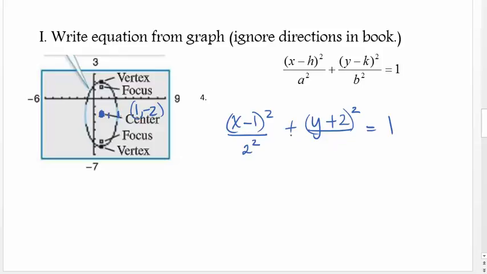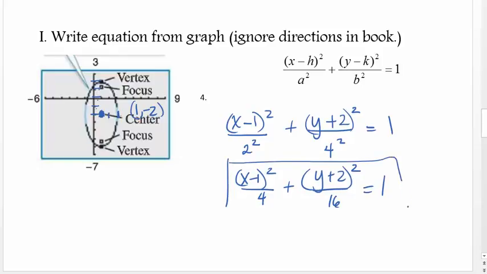b is the distance from the center to the outer edge vertically. So this goes from negative 2, negative 1, 0, 1, and 2. So how many spaces did that move? 1, 2, 3, 4. So that's 4 squared. So (x - 1) squared over 4 plus (y + 2) squared over 16 equals 1.